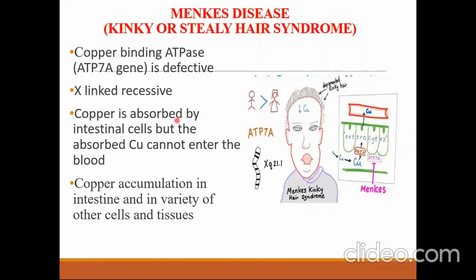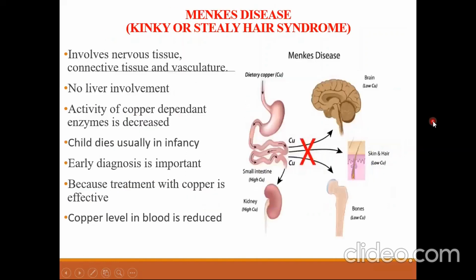So copper is absorbed by the intestinal cells, but the absorbed copper cannot enter into the blood. So copper gets accumulated in the intestine and in a variety of other cells and tissues. This disease involves the nervous tissue, connective tissue, and vasculature. So the copper is absorbed in the intestine and it is not exported out from the intestine to reach the various tissues. And mainly involved organs are nervous tissue, connective tissue, and the vasculature.